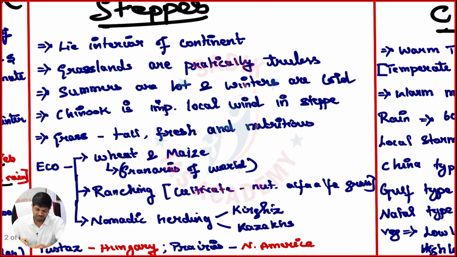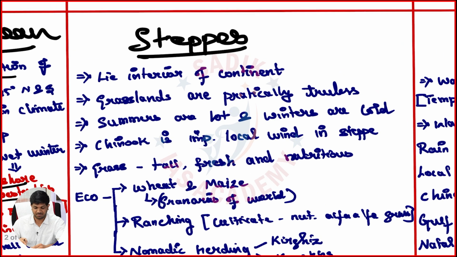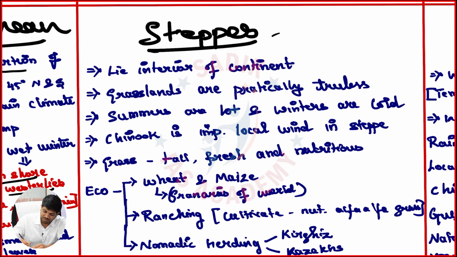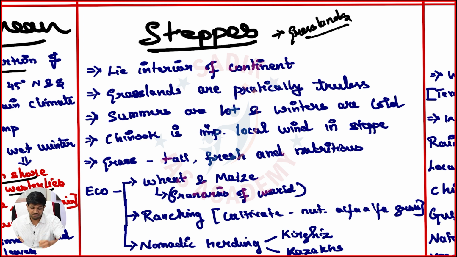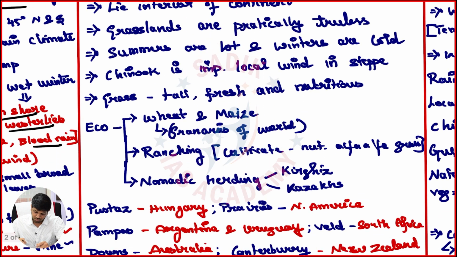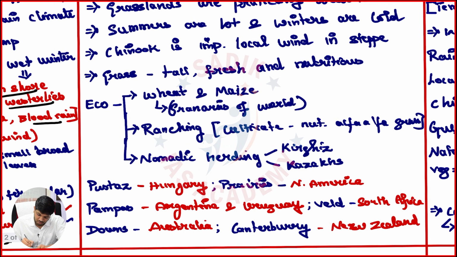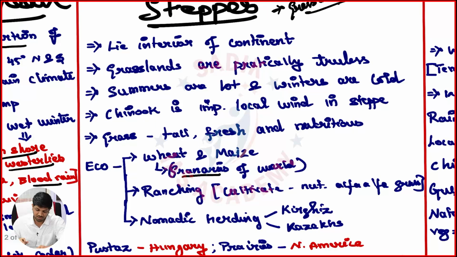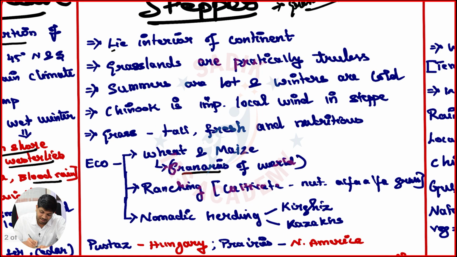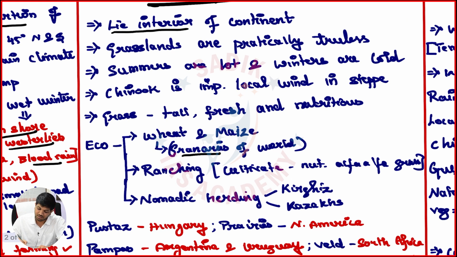And to the right of this Mediterranean is nothing but steppes. Steppes are also called grasslands. And because of their extensive lands, they are called the wheat bowl or granaries of the world. They are lying in the interior of the continent, and the grasslands are practically treeless. This is another important one.